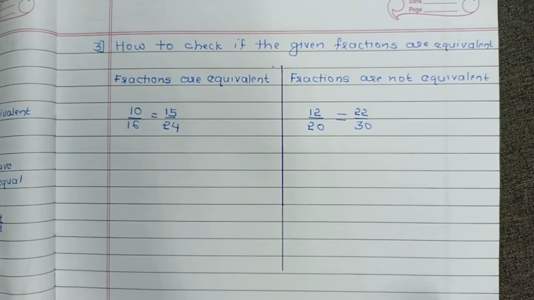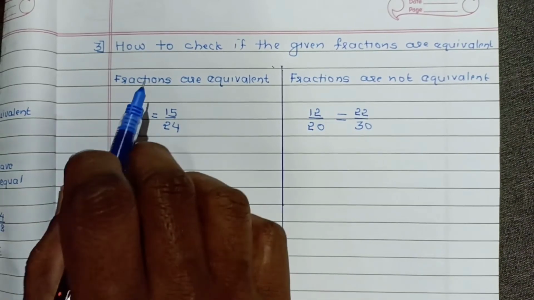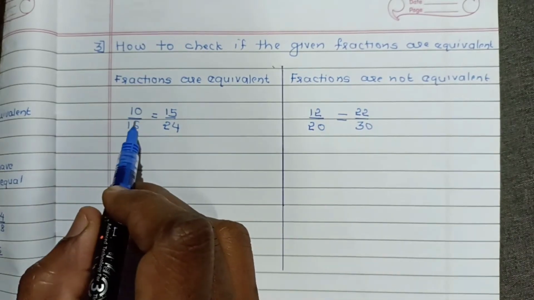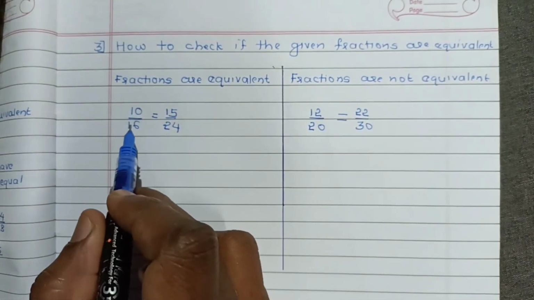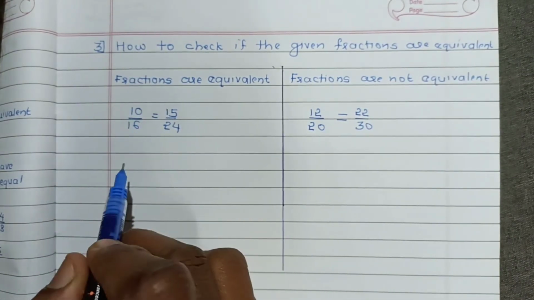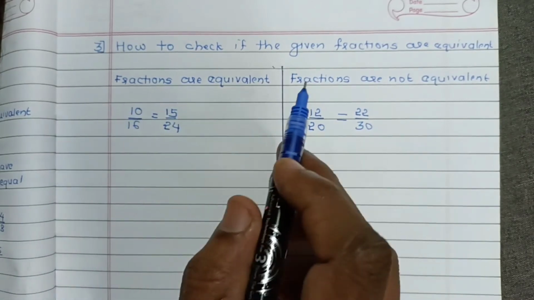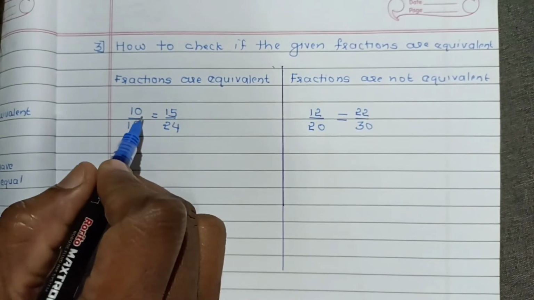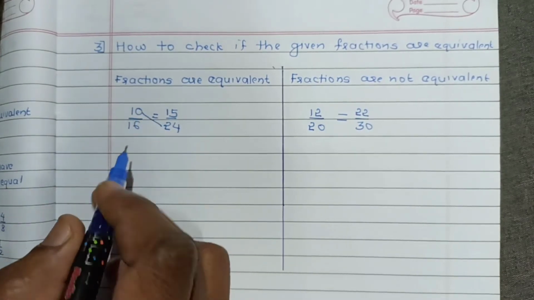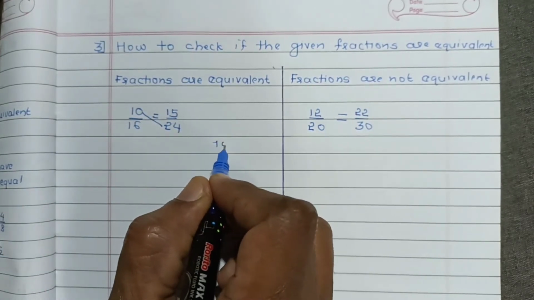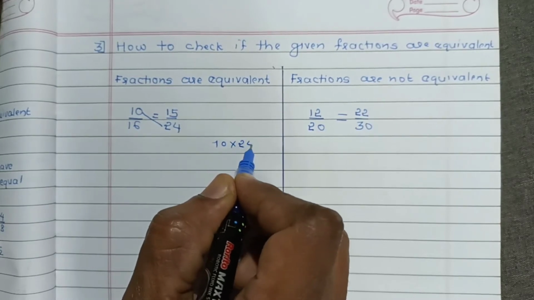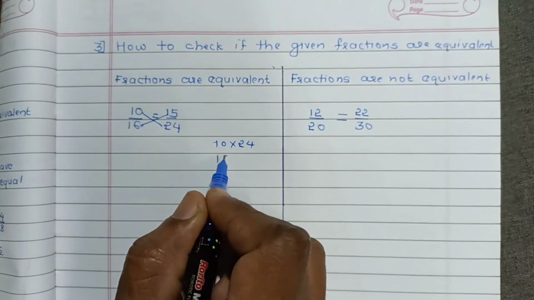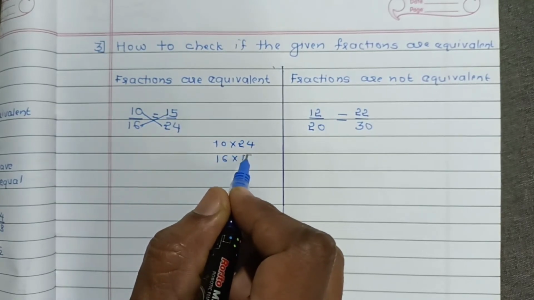Let us learn the third topic, that is how to check if the given fractions are equivalent or not. So these are the two different fractions given here, 10 upon 16 and 15 upon 24. To check if the given fractions are equivalent, you have to do the cross multiplication. So 10 multiplied by 24, and then you multiply 16 into 15, 16 multiplied by 15.